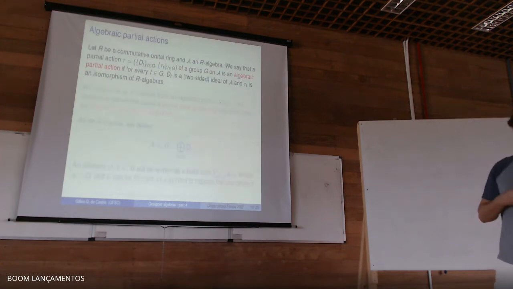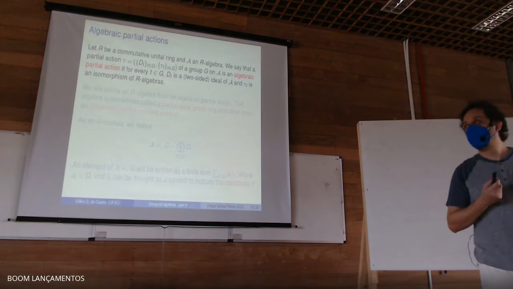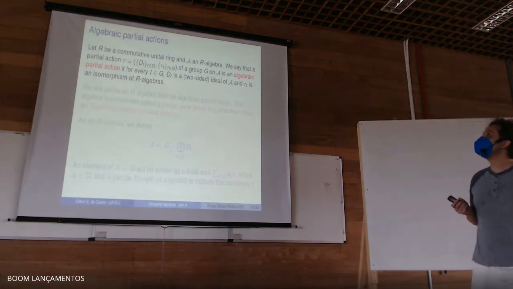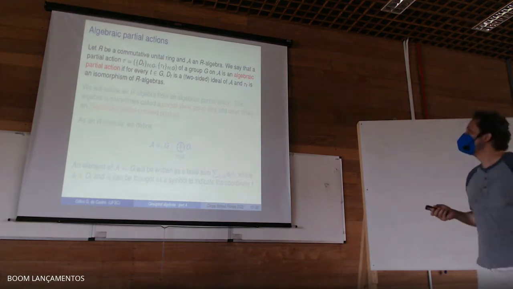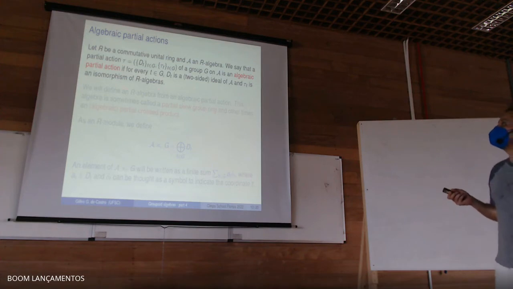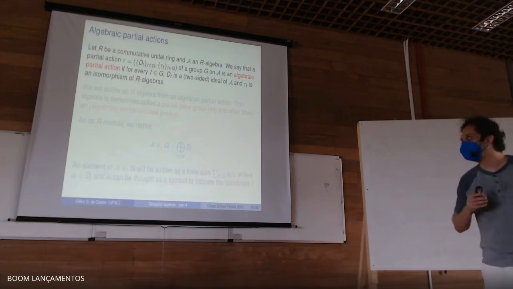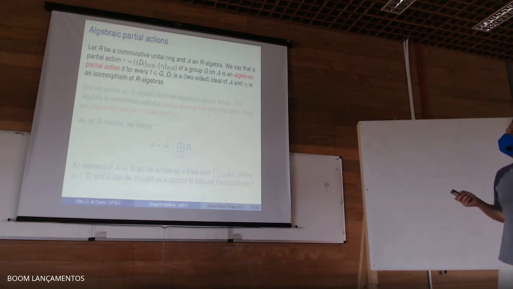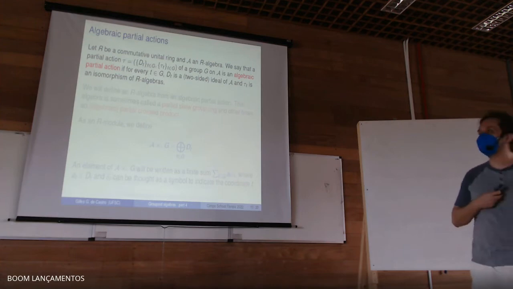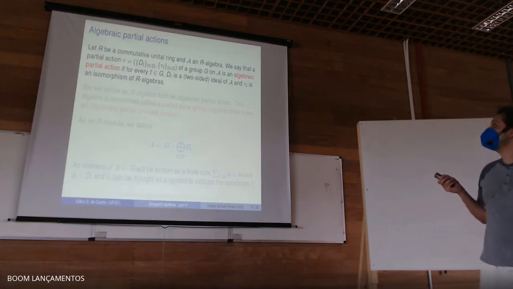Well, let's go for the algebraic version of the partial action. Again, I think Hector already talked about this on Tuesday. So when we want an algebraic partial action, first of all, here I'm only considering commutative unitary rings. You can do a little bit more general, and then you have an algebra A.